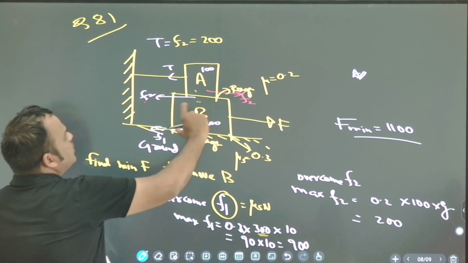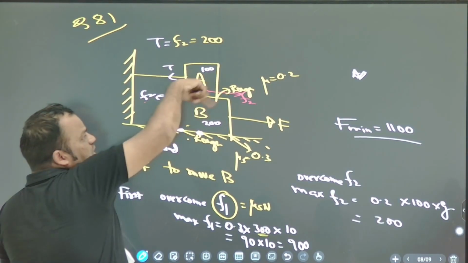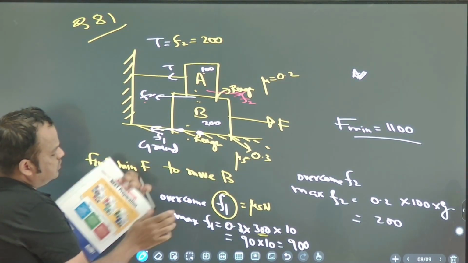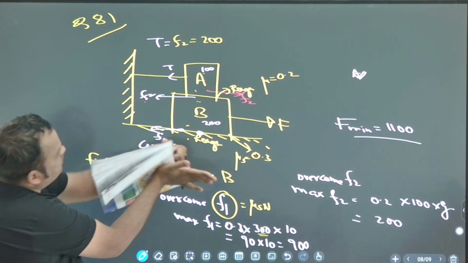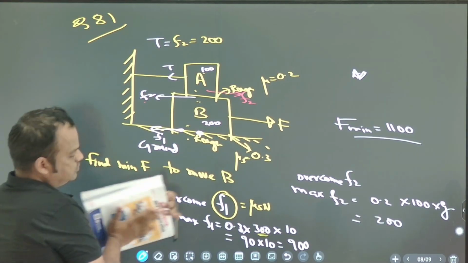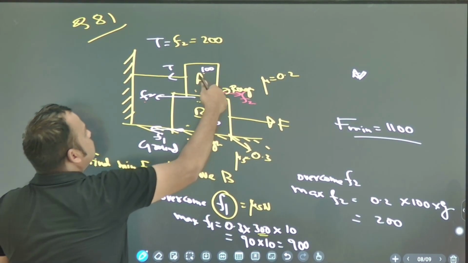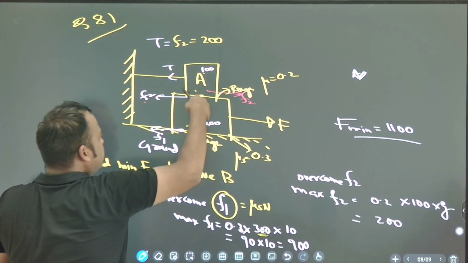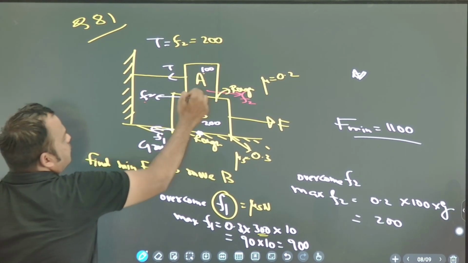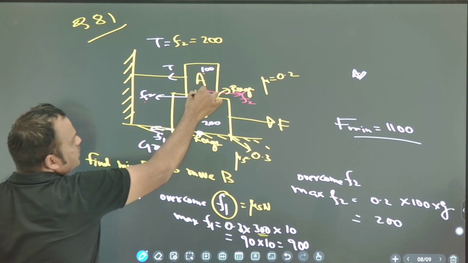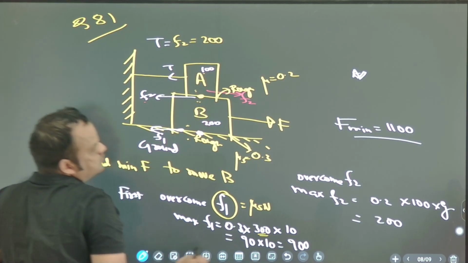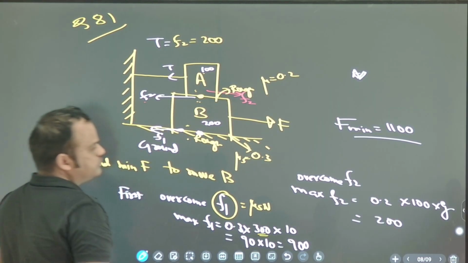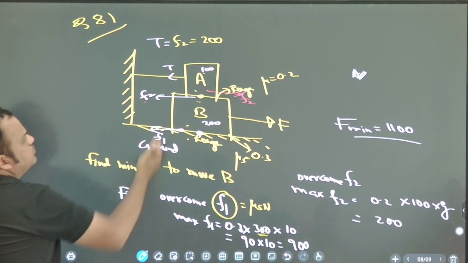So this is 900. Now B, over B there is A also. Suppose this is the surface of A and B is going like this. A will exert friction also on B. So what is that friction? Mu s n. Now what is n here? 100 G into mu s. Okay, understood? So 200. So F2 is 200.